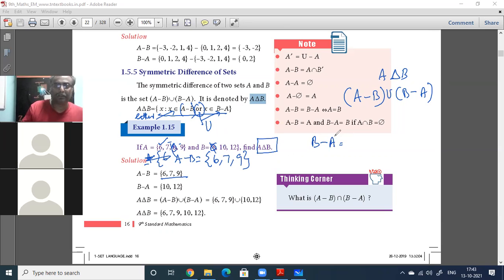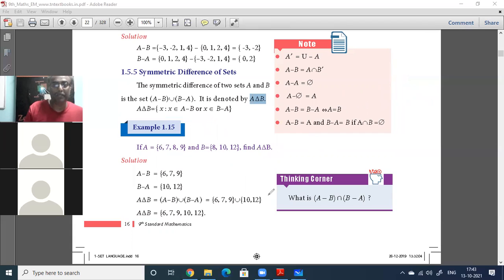Now what you have to do? B minus A. 8 is present in B. Is it present in A also? Yes, it is present in A also, so you cannot take it. 10 is present in B. Is it present in A? No, so for B minus A you can take 10. 12 is present in B. Is it present in A? No, it is only present in B. So B minus A is equal to 10, 12. So both are correct.